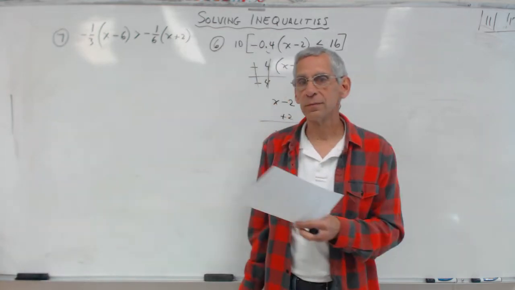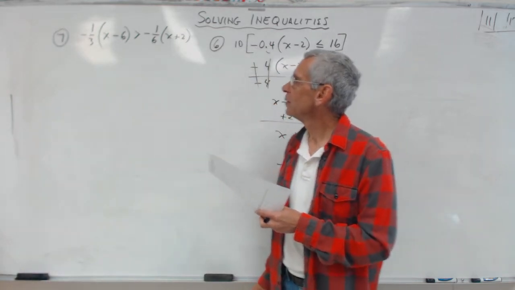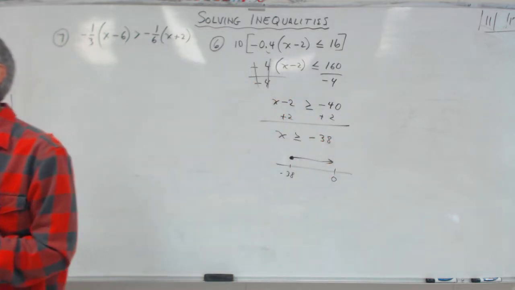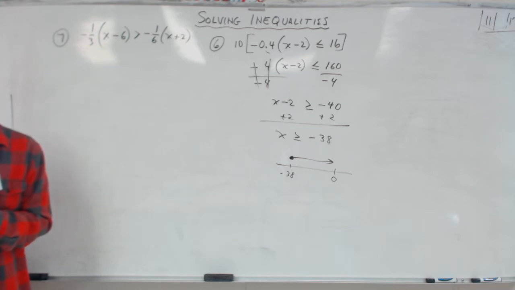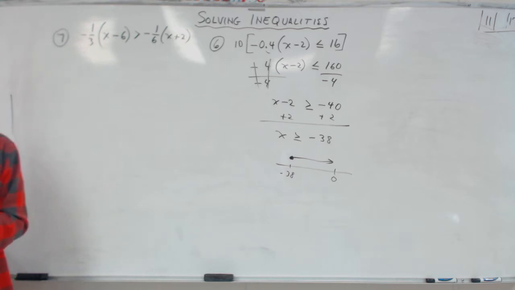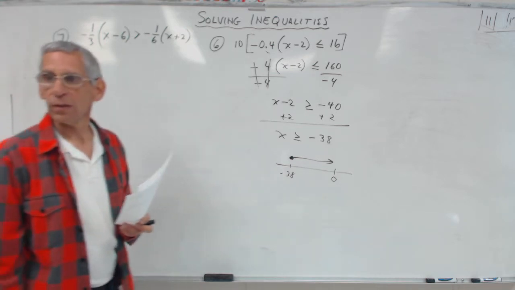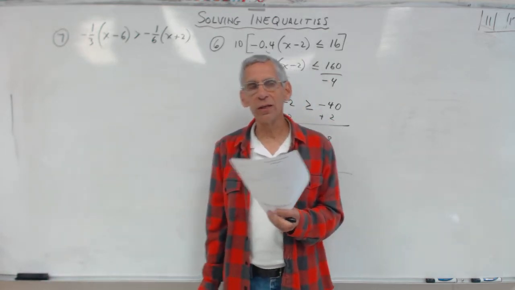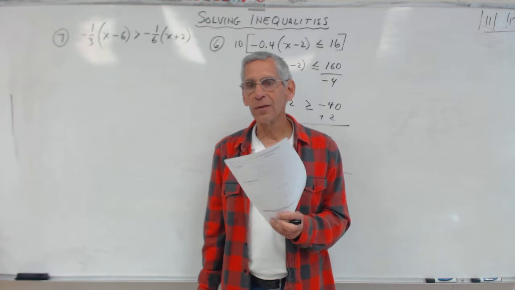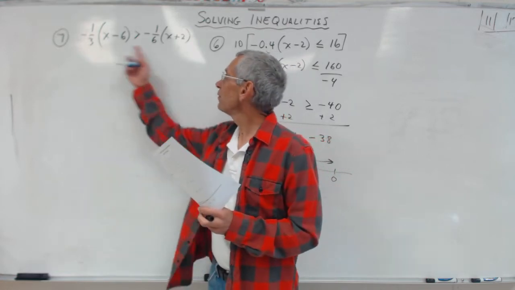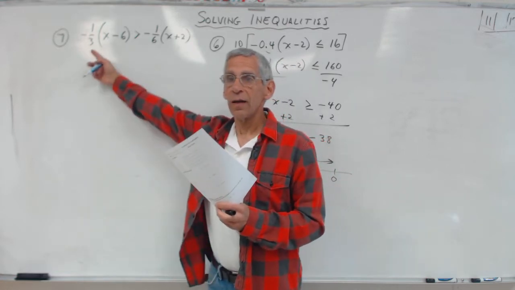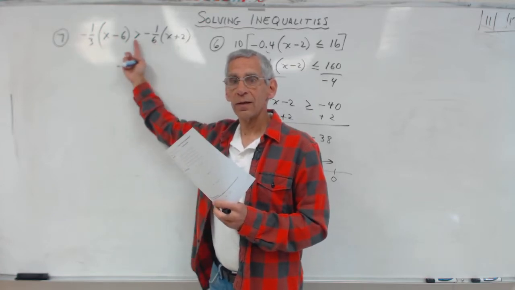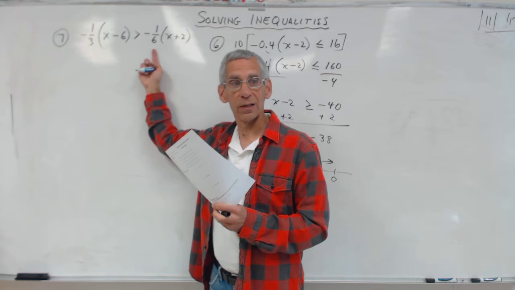What would I do? You do the 3 on the first one, right? Or you multiply everything by 6. When they have fractions and you want to get rid of the fractions, you're really looking for the lowest common denominator of the two fractions, right? The lowest common denominator is 6, because 3 goes into 6 and 6 goes into 6.